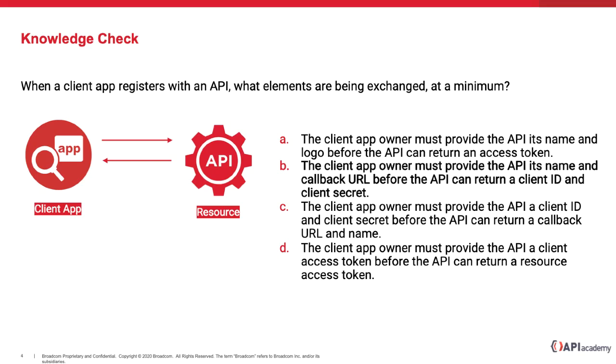If you selected choice B, you are correct. The client app owner must provide the resource API its name and callback URL before the API can return a client ID and client secret. The access token, while important in the authorization flow, is exchanged for a client secret in the actual flow itself, not at registration.